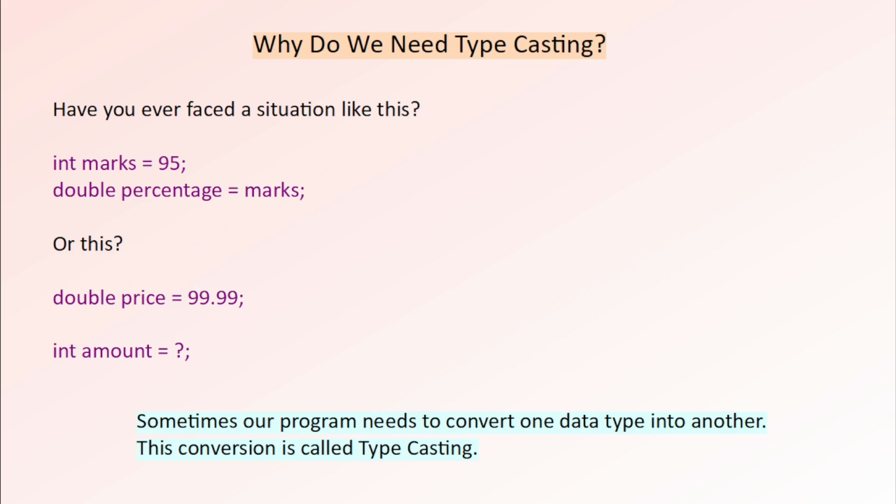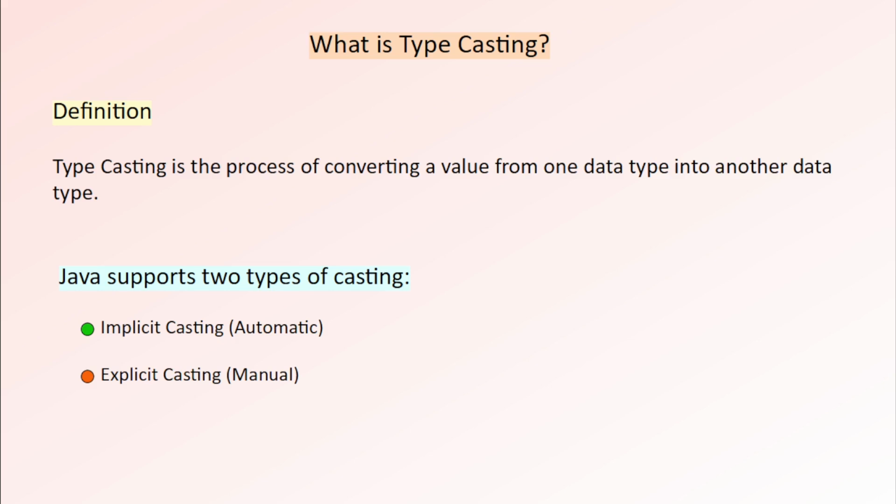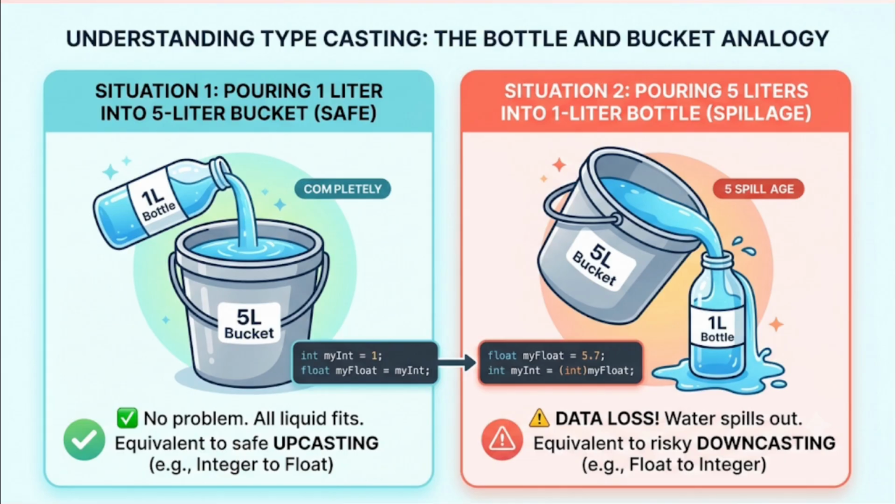To solve this problem, Java provides typecasting, because sometimes our program needs to convert one data type into another, and this conversion is called typecasting. Now let's understand the actual meaning of typecasting. It's simply the process of converting one data type into another. For example, converting an int into a double or a double into an int. So Java supports two types of conversions. One happens automatically, and for the other one we have to write additional code. Now let's understand it one by one with a simple example.